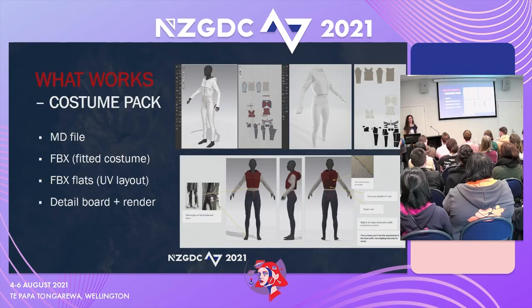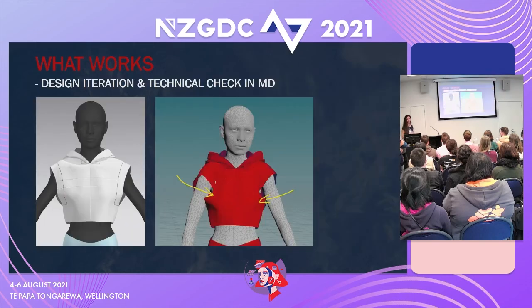So what works? Since the costume packs proved effective in Project X, I compiled one for our Shadow Work protagonist, but in this production I can actually visualize it. First there is the Marvelous Designer file, and then the FBX of the fitted costume with the FBX flats. I export the patterns for the UV layout, and then the detail board and render. What else works? It's really easy to check the technical issues and reiterate in Marvelous Designer. I send a version to Orator and he tests it, and then I can go back to the file and fix any issues, and we'll try again.